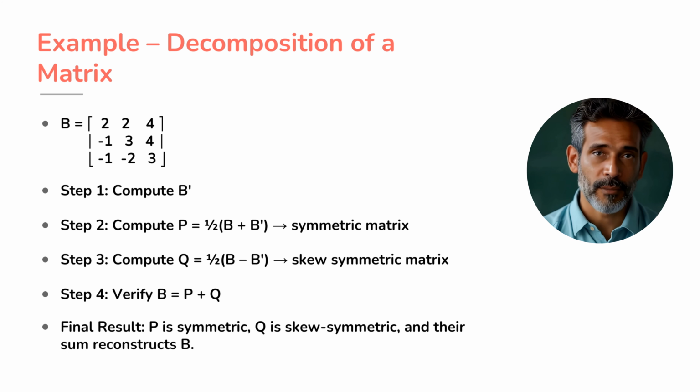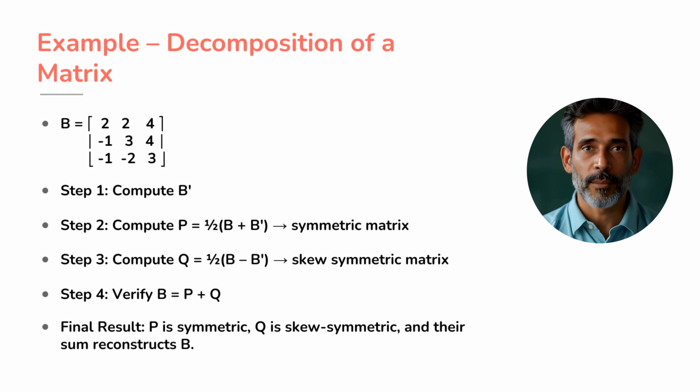Let's work through a quick example. Take matrix B, first row 2, 2, 4. Second row, -1, 3, 4. Third row, -1, -2, 3. Step 1. Find B transpose. Step 2. Compute P, which equals 1 half into bracket B plus B transpose. That gives us the symmetric matrix. Step 3. Compute Q, which equals 1 half into bracket B minus B transpose. That gives us the skew symmetric matrix. Now verify P plus Q equals B. This shows that any square matrix, no matter how messy, can be cleanly broken into a symmetric and a skew symmetric part. It's like separating the calm from the chaos and using each part where it's most useful.